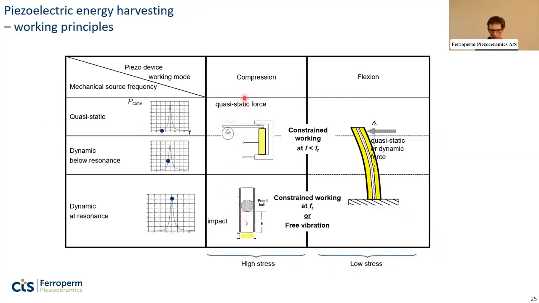Just to give an overview, such energy harvesters could work in compression or flexion, and they can work at different frequencies. Either below resonance in the quasi-static case, or even dynamic below resonance, or for the highest efficiency, you could actually hit a resonance where you can get a higher energy conversion. I have some examples showing some energy harvesters we have worked on, which are working in flexion at low stress.